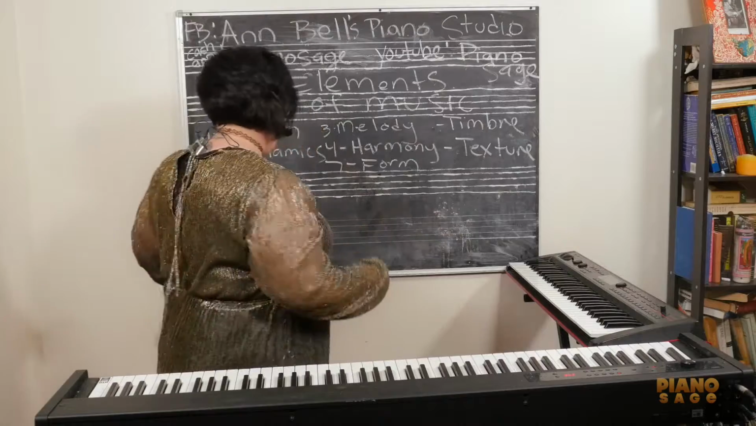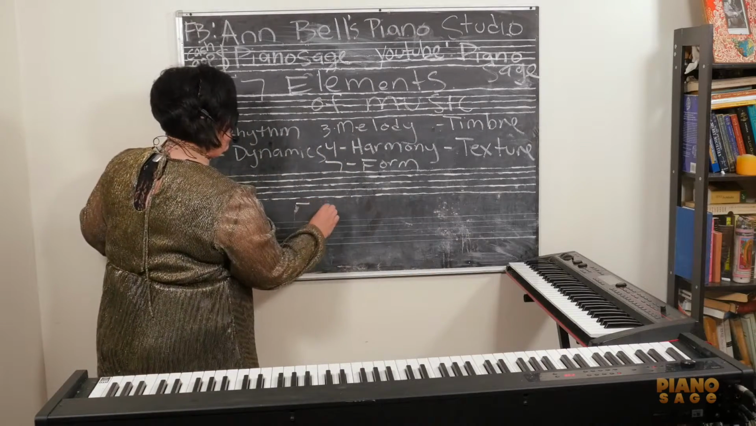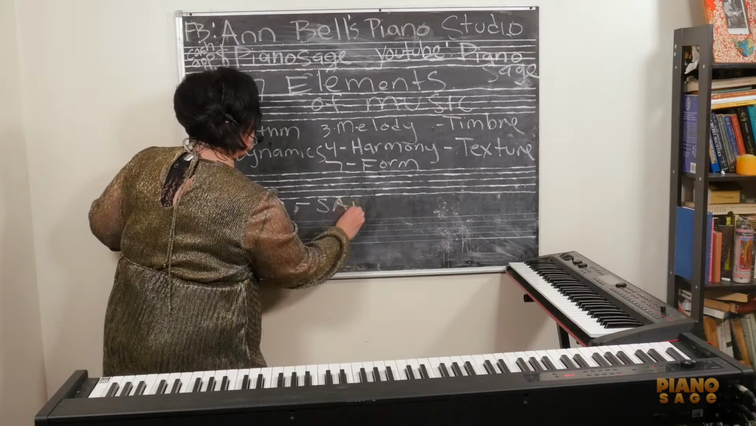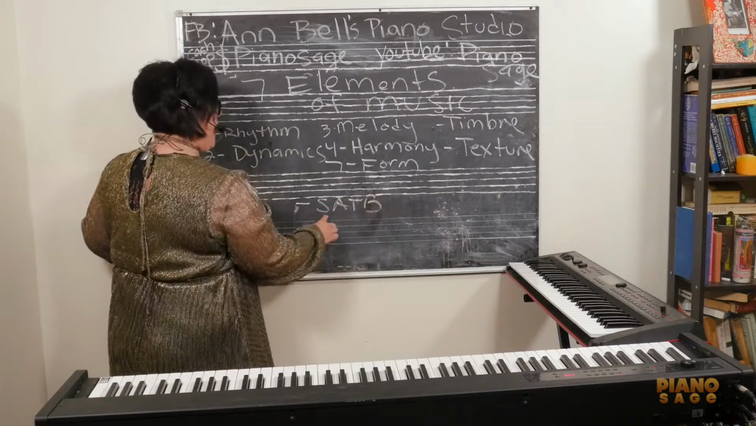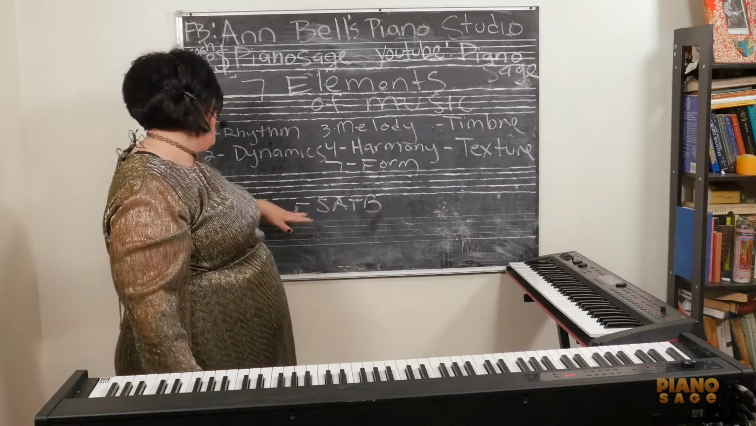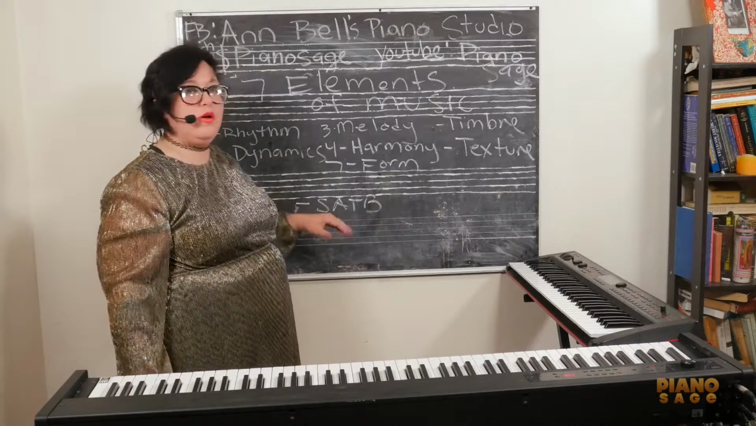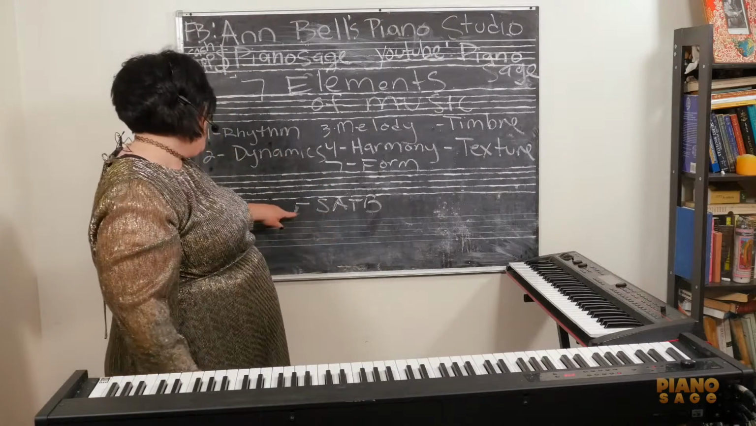So for singers or choral music, it's called SATB. Soprano, alto, tenor, bass. You'll find that in a lot of choral music, as well as hymns, and also just how human voices are divided.